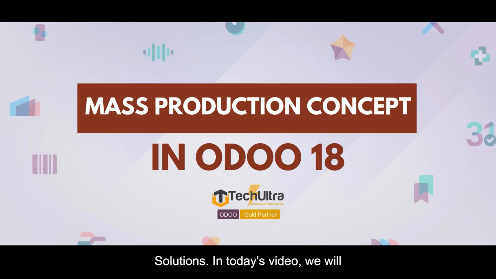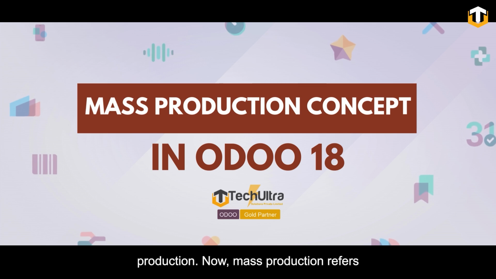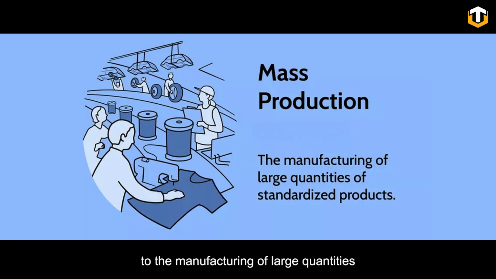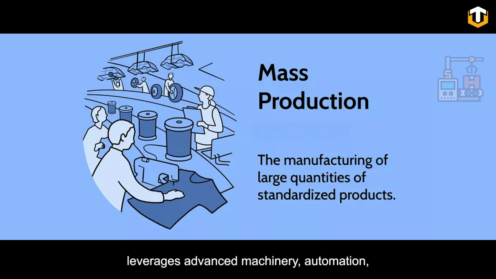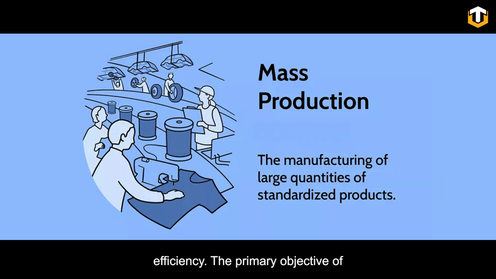In today's video, we will delve into an exciting concept in the manufacturing module, which is mass production. Mass production refers to the manufacturing of large quantities of standardized products. This method leverages advanced machinery, automation, and assembly lines to streamline the processes and achieve high efficiency. The primary objective of mass production is to optimize the operations, minimize production cost, and achieve a lower cost per unit while maintaining consistent quality across all the products.